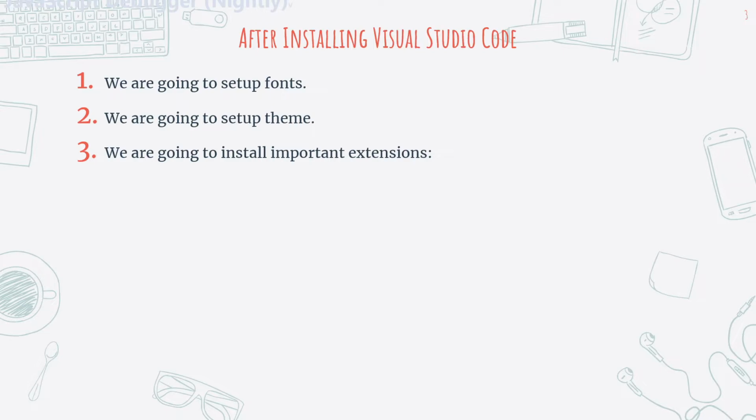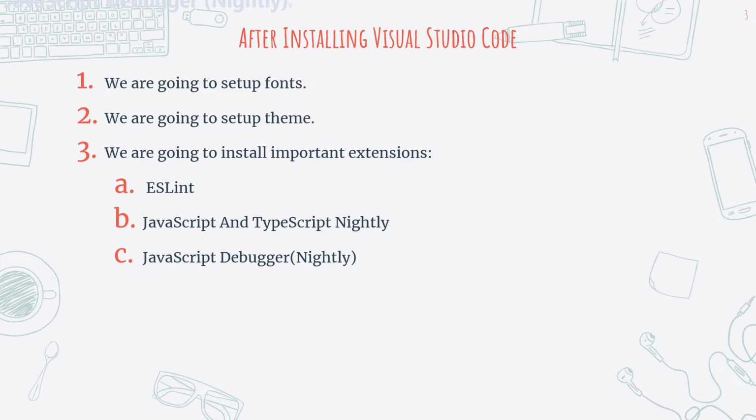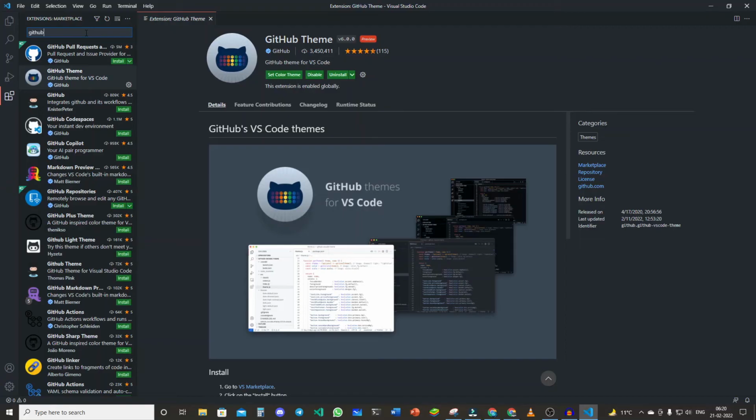So the extensions we are going to install are, first of all, ESLint. I'm not going to tell you the use of all these extensions. I would show you the use when I feel it's required. But for now, you should install all the extensions that I'm saying. So first one is ESLint. Next extension is JavaScript and TypeScript Nightly. Next extension is JavaScript Debugger. Next extension is Live Server. Next extension is Prettier. So for installing ESLint, just type here ESLint and press enter.